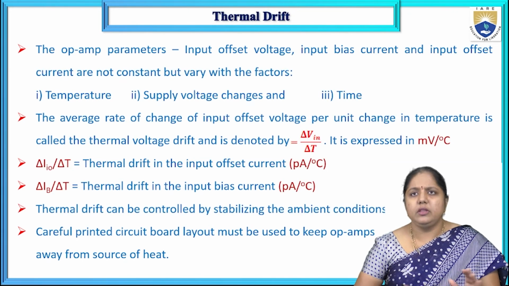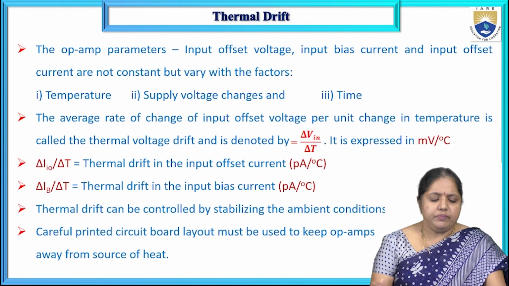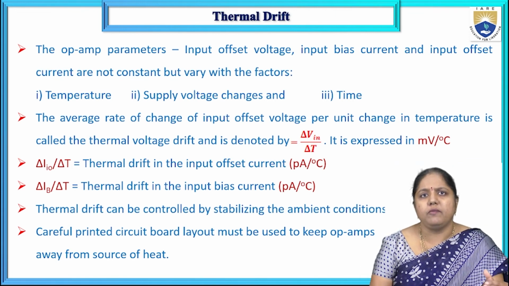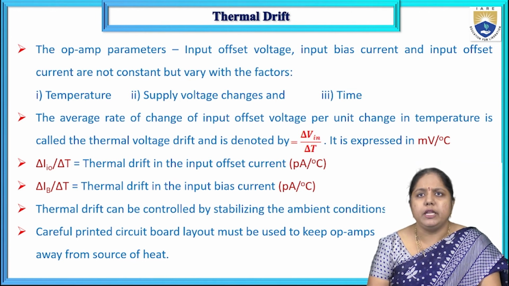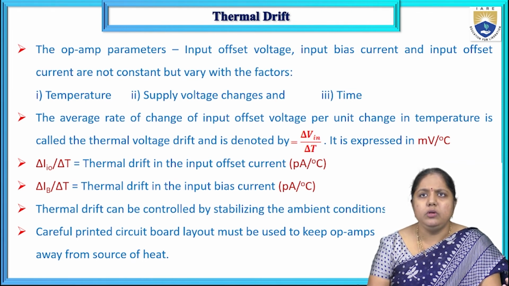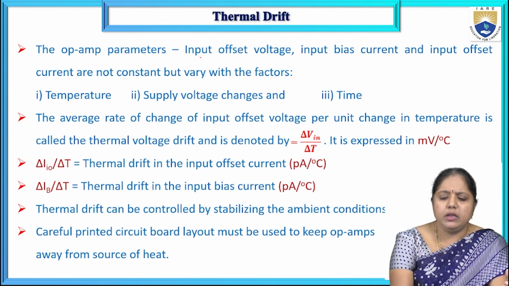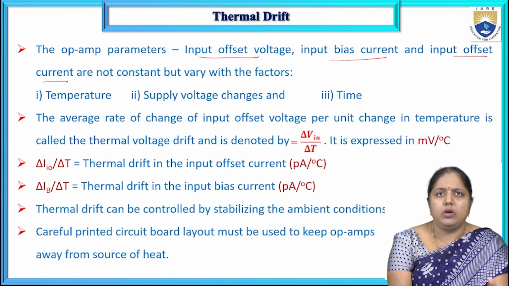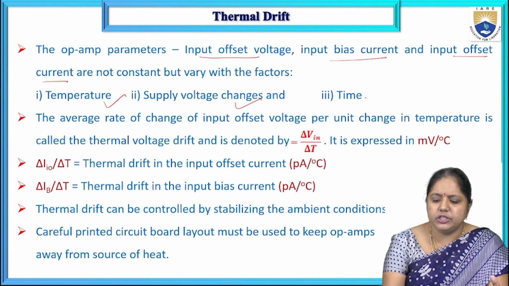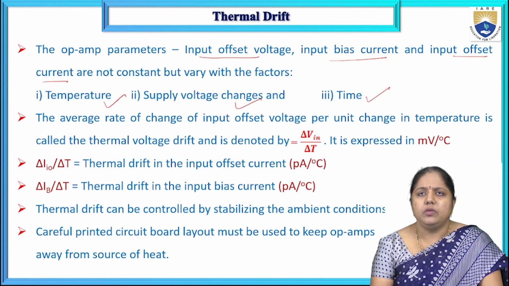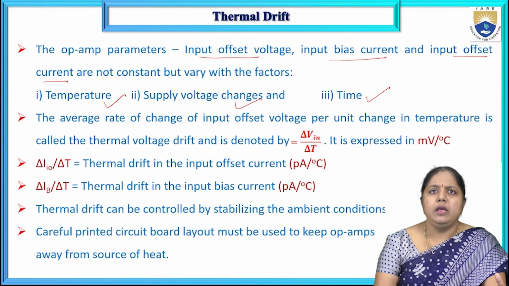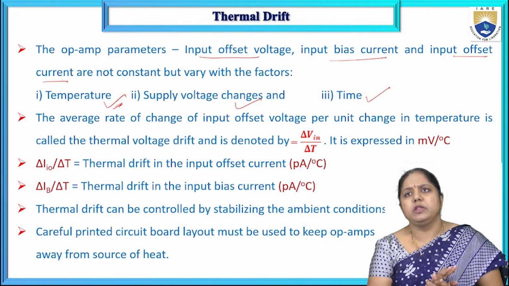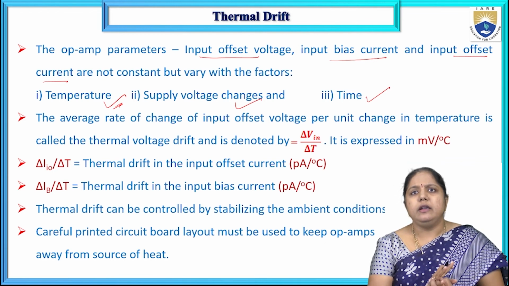The next and last property here is the thermal drift. What is this thermal drift? Thermal means it is related to temperature. Generally, the input offset voltage, input bias current and input offset current all depend on temperature, supply voltage changes, and time duration. In the thermal drift, I am talking about the dependency of the input offset voltage, bias and input offset currents on the temperature.